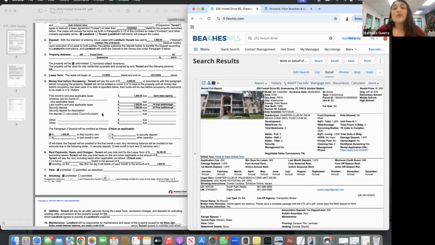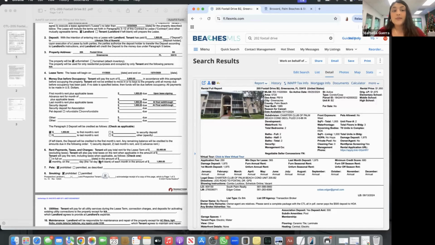This is basically going to give you the breakdown of all of the fees. Now, if there was an association deposit and if there was a pet deposit, we would need to add that amount to the money due before occupancy section right here. It wouldn't be $58.50. It would be $58.50 plus any other additional fees, whether that be a cleaning fee, because there are cleaning fees sometimes, $120, $150, $200, whatever it may be. You want to make sure that all of these fees are outlined here.